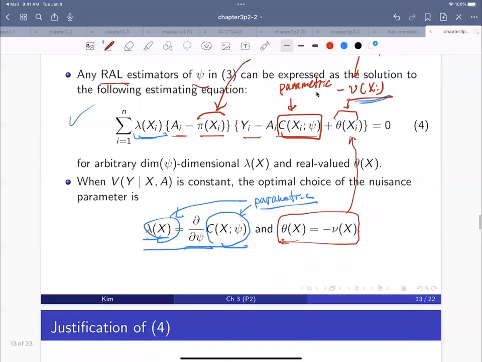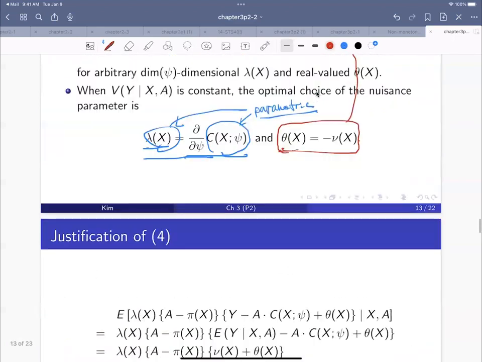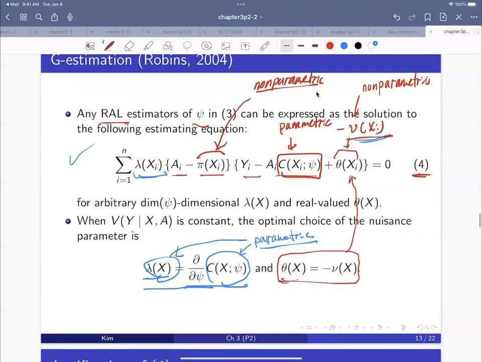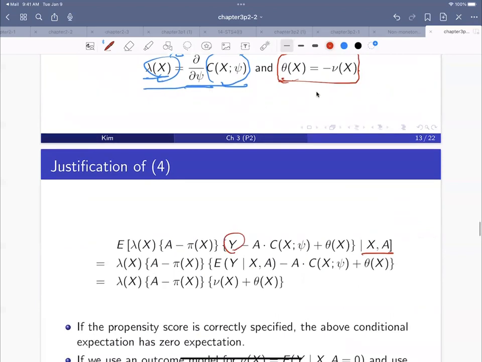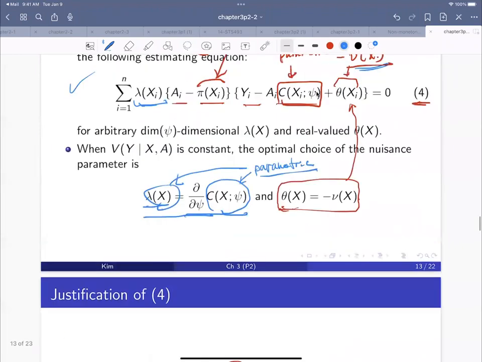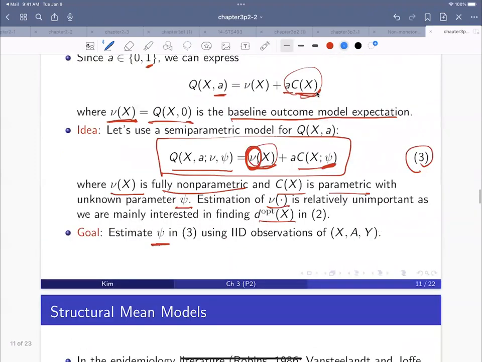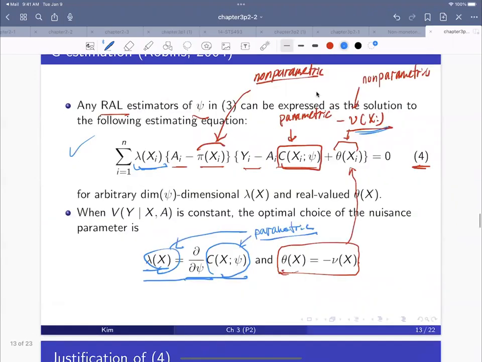Okay, so let's take a look at this equation. How can we understand it? Let's look at the conditional expectation. If you take the conditional expectation given x and a, the only thing random is y. So you can obtain this one, and then this guy is equal to nu(x), because of model 3. So you end up getting this one.